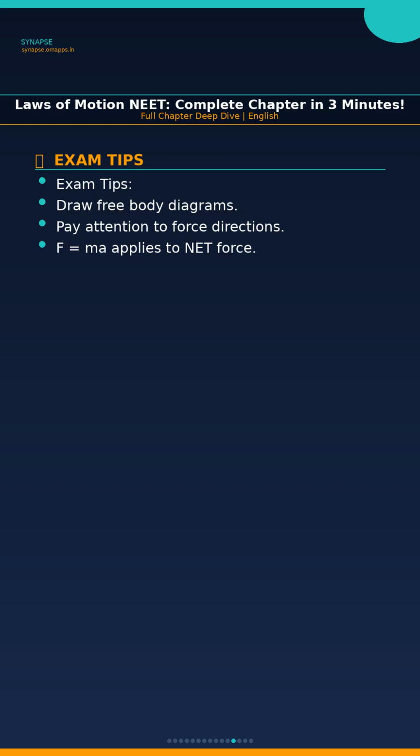Here are some exam tips to keep in mind. Always draw a free body diagram to visualize the forces acting on an object. Pay close attention to the direction of the forces. And remember that F equals ma applies to the net force acting on an object.